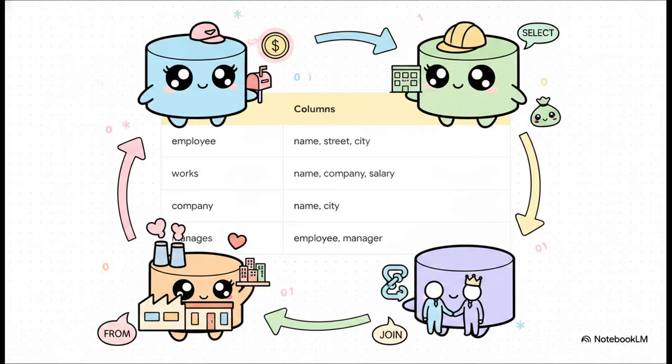And here is our playground. We've got 4 interconnected tables with everything we need to know about these corporate employees. There's the employee table, holding their name, street, and city. Then the works table, showing their name, company, and salary. We've also got the company table, which just details the company name and city. And finally, the manages table, linking an employee directly to their manager. Keep these 4 tables in mind because they are the absolute core of everything we're doing today.